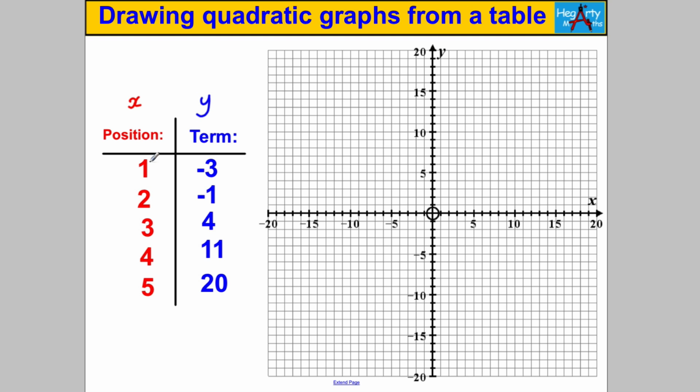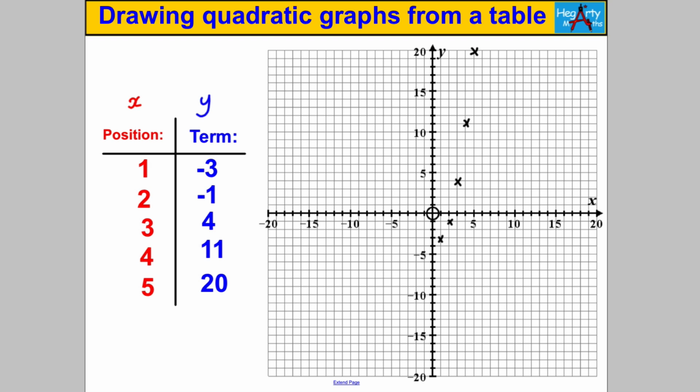So let's do that. 1, -3 means 1 across, 3 down. 2, -1 means 2 across, 1 down. 3, 4 means 3 across, 4 up. 4, 11 means 4 across, 11 up. And 5, 20 means 5 across, 20 up.